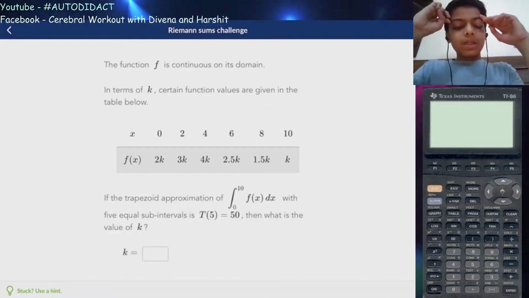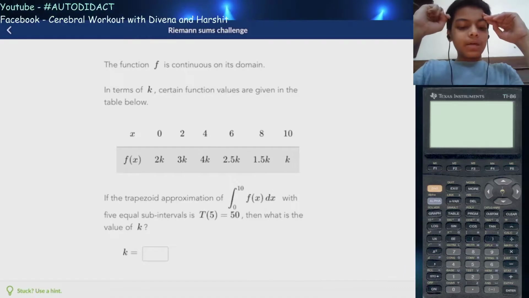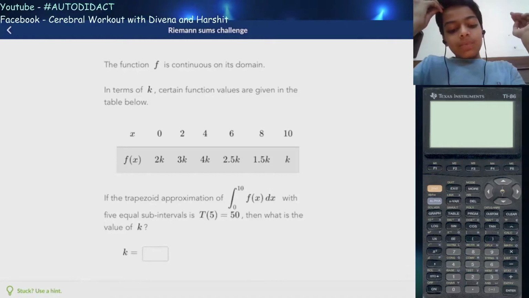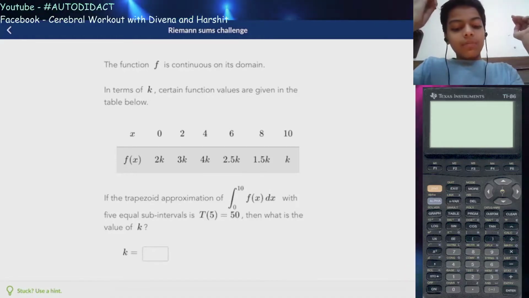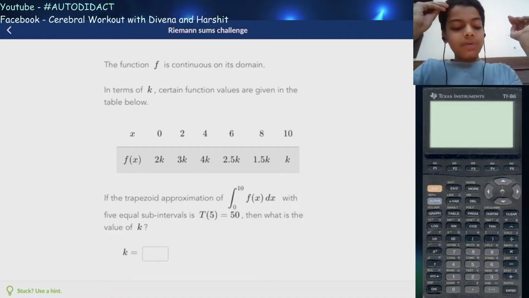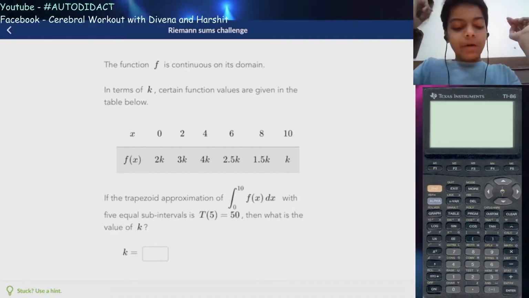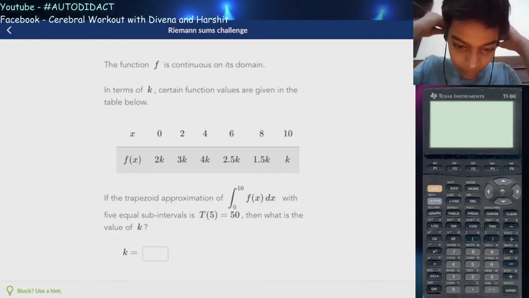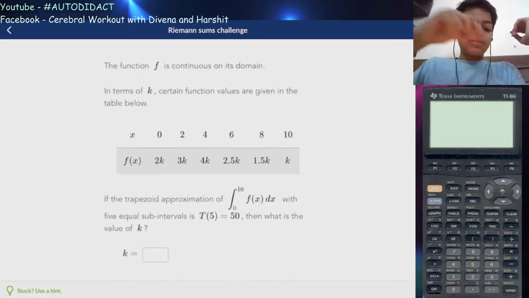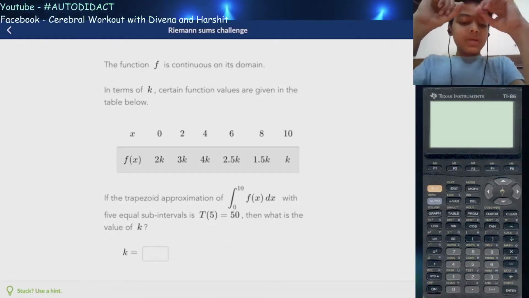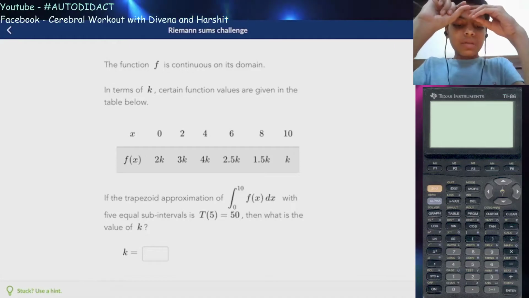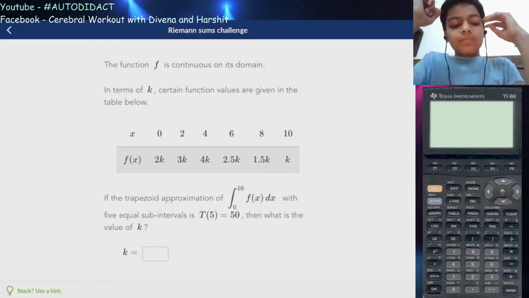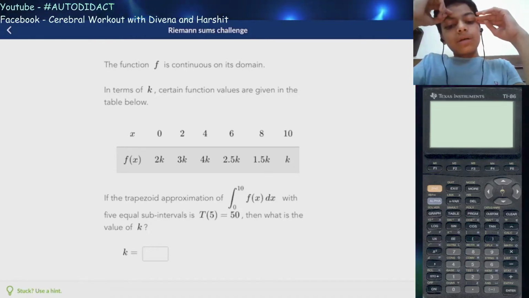If the function f is continuous on its domain, in terms of k, certain function values are given in the table below. If the trapezoid approximation of the integral from 0 to 10 of f of x dx with 5 equal subintervals, T of 5, is equal to 50, then what is the value of k? T of 5 is equal to the addition of all these.